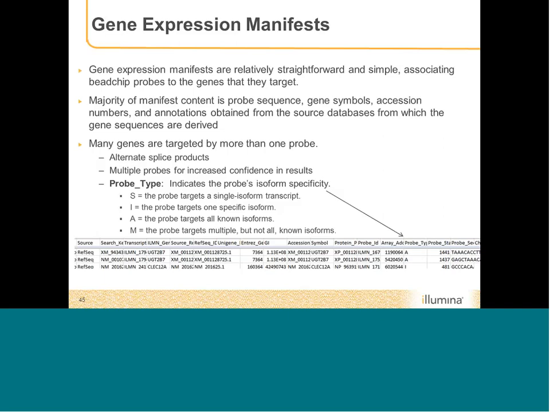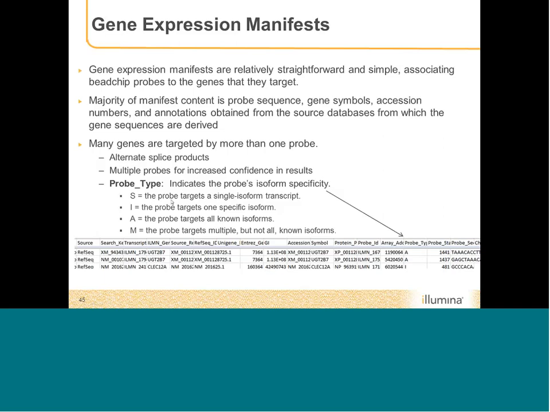Now, many of the genes are targeted by more than one probe, for various reasons. There are alternate splice products from the same gene. There are also multiple probes targeting the same gene simply for increased confidence in the results. There's a column in the manifest called probe type, and this specifies what kind of probe it is relative to the isoforms available for that gene.